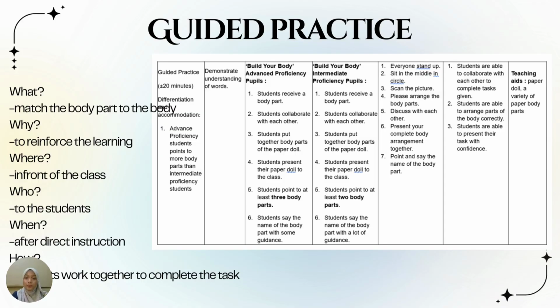So for this level, the advanced students should point to at least 3 body parts and then say the name of the body part with some guidance. Whereas for the intermediate students, they should point to at least 2 body parts and then they should name the body part with a lot of guidance by the teacher.